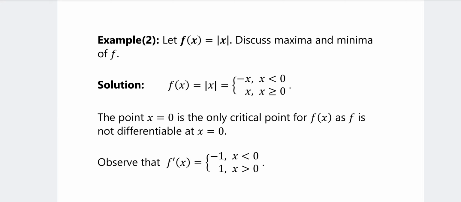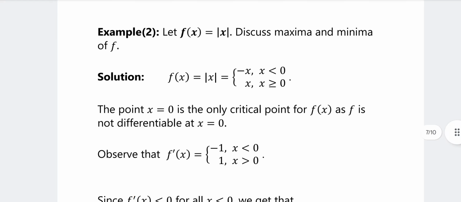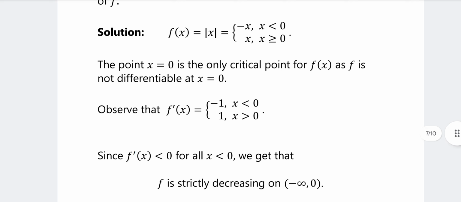And we see that wherever the derivative of f exists, it is non-zero, because I have written the derivative at x is minus 1 if x is less than 0 and 1 if x is greater than 0. So x equal to 0 is the only critical point.